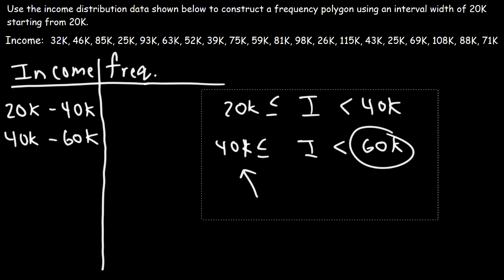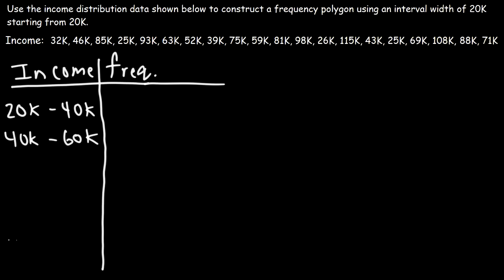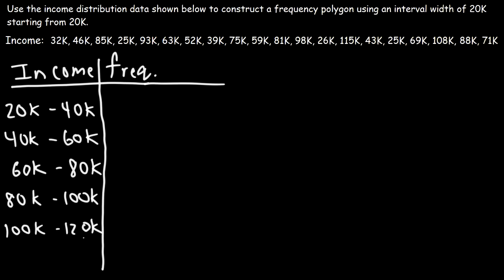And so that's how we're going to set up our income ranges. Now for the next level, it's going to be between 60 and 80. And then it's going to be between 80 and 100. And finally, between 100 and 120. Now we don't have anything higher than 120. The highest income in our list is only 115k. So we can stop here.